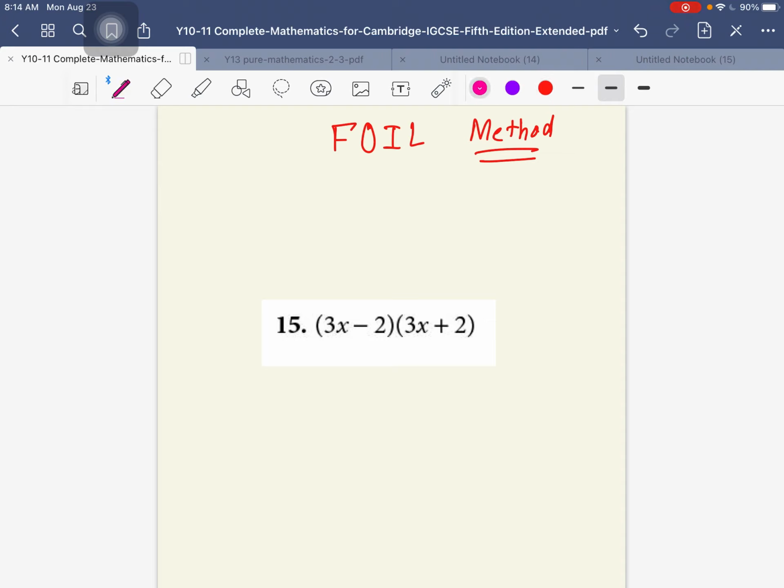So first of all, let's understand the terms involved in this formula. F stands for first term, O stands for outer terms, I stands for inner terms, and L stands for last term.